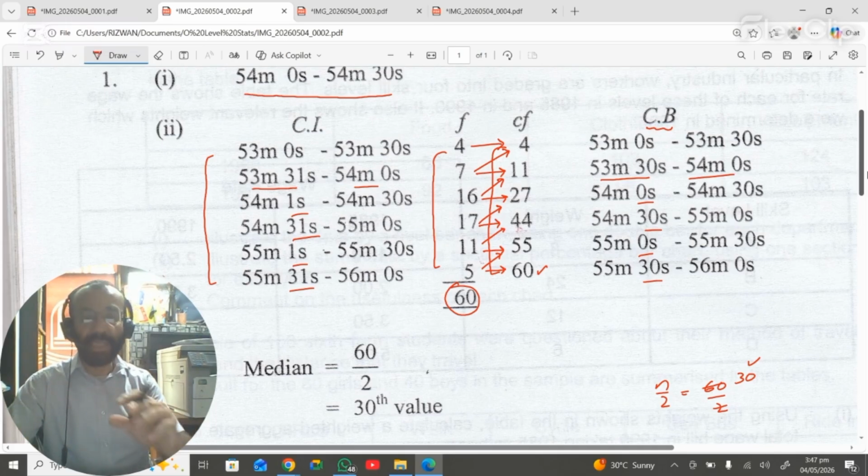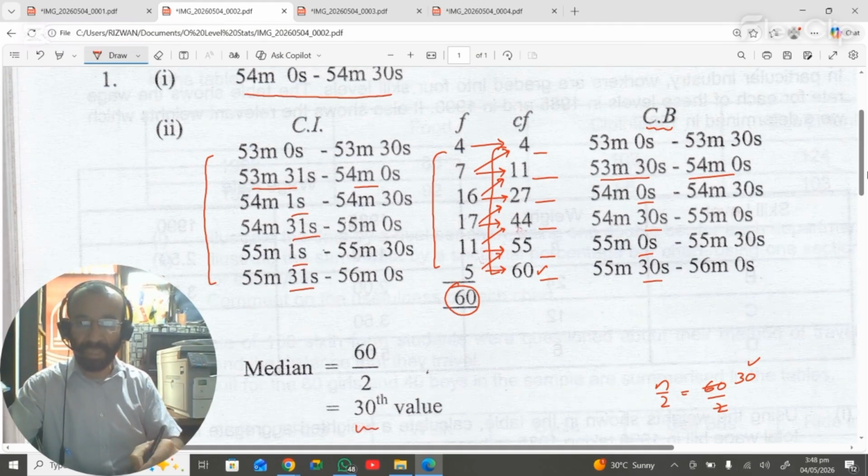To select the class, look now: up to 4 terms will be here. From number 5 to number 11 terms will be in this class. Then number 12 to number 27 will be in this class. Then 28 to 44 terms will be in this class. Then 45 to 55 terms will be in this class. And then 56 to 60th term will be in this class. Because we are going to find the 30th term, and in this class number 28 to 44 terms are there, the 30th term will be in this class.